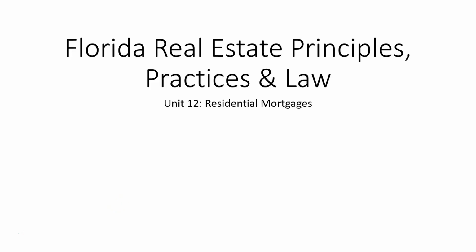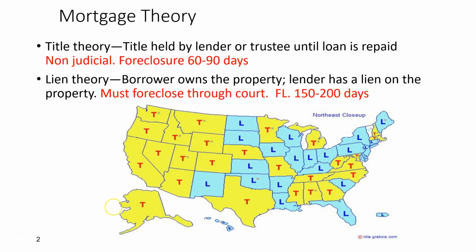Okay, we're going to talk about residential mortgages, Unit 12, quick summary. The United States is divided into two different types of states under a different mortgage theory. The first one is title theory. You can see which ones are there. And in this particular case, the title is held by the lender or a trustee until the loan is repaid.